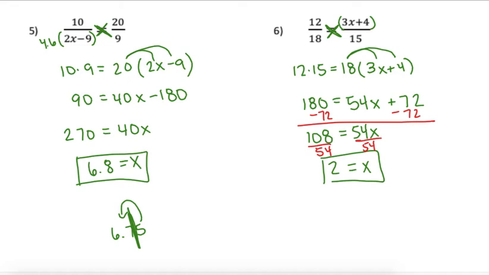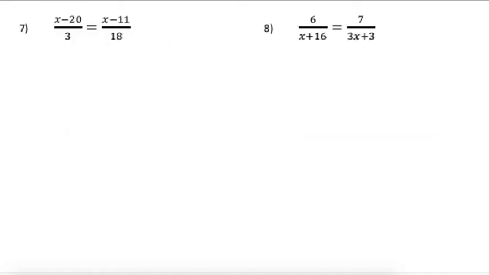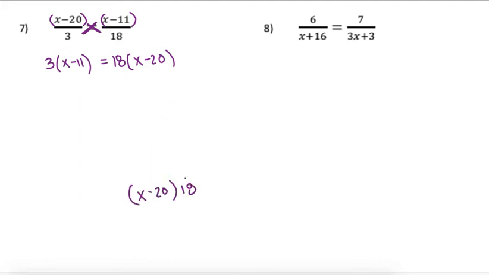All right, we have two more here. So now let's look at number 7, where we have x minus 20. So again, I'm going to put this in parentheses. Over 3 is proportional to, that is a second set of parentheses, x minus 11 over 18. So I'm going to cross and I get 3 times the quantity x minus 11 and cross a second time, 18 times x minus 20. I put the 18 in front just because I typically go left to right when I'm distributing, but x minus 20 times 18 would get me the same thing. I would just have to distribute the other way.